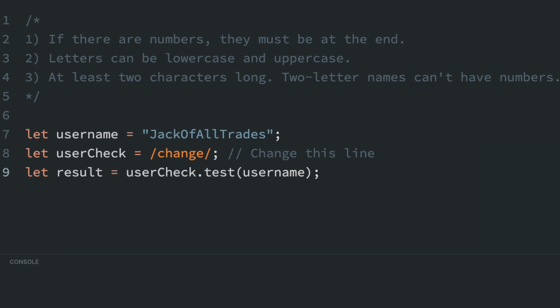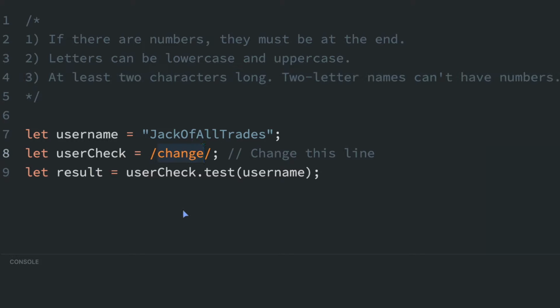We are going to create a regex that can be used as a username validator. In this case, there are three requirements for the username. So here's the first requirement. If there are numbers, they must be at the end. Second requirement, letters can be lowercase and uppercase. And then the third requirement is that it must be at least 2 letters long. 2 letter names can't have numbers, which is kind of a fourth requirement. So let's create the regex here.